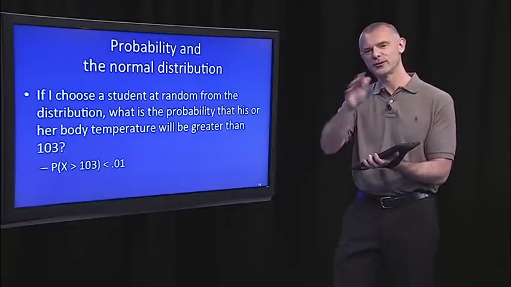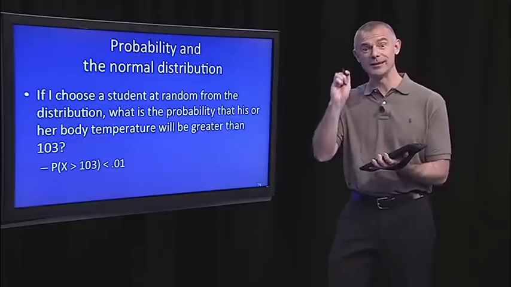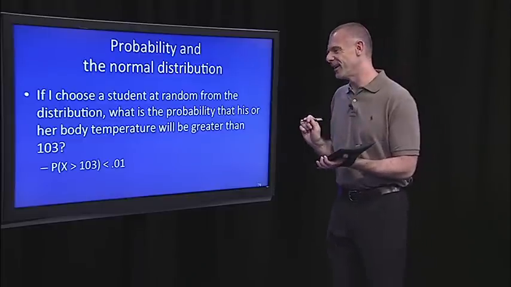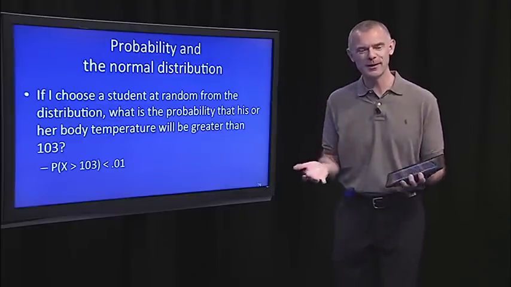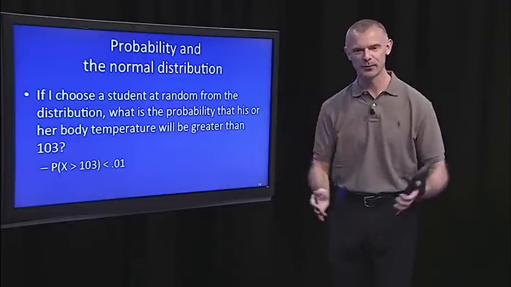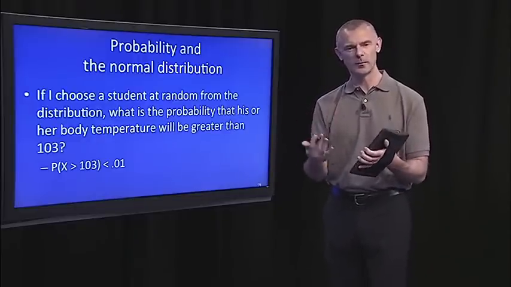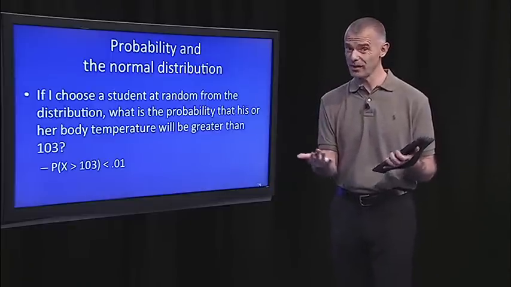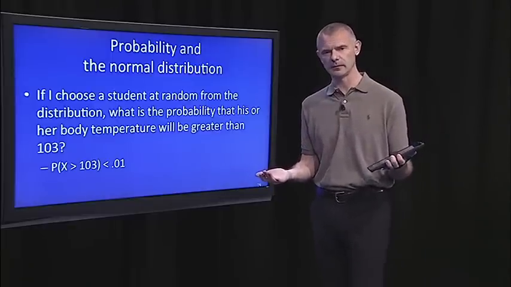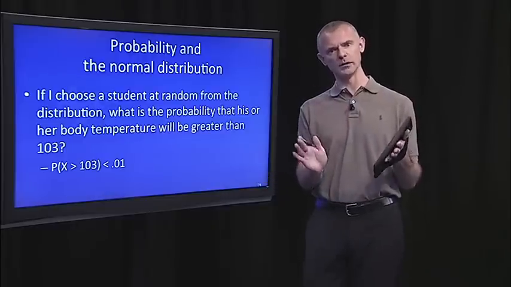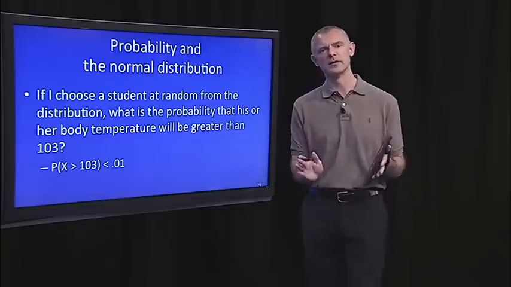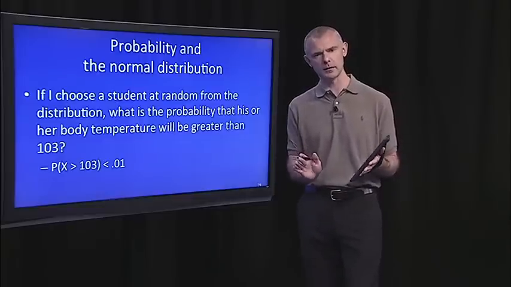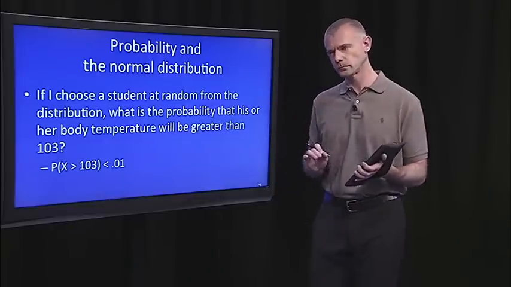Okay. Let's go one more standard deviation further. If I choose someone at random and get this body temperature, they need to go to the hospital. So if I have a healthy sample, what's the probability that I get somebody with a body temperature greater than 103? Well, that's really unlikely. That means this is not a normal distribution. That means somebody in the distribution is not normal. They're sick. They need to go to the hospital.